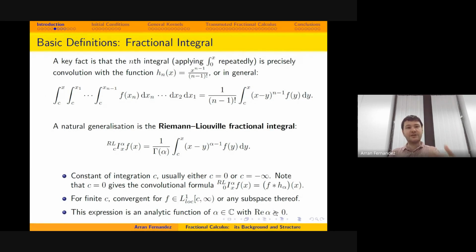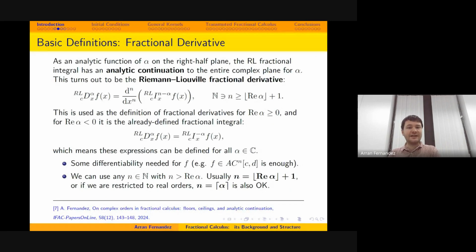A natural question is, can we extend this to the entire complex plane? And the answer is yes. This analytic continuation is called the Riemann-Liouville fractional derivative, and it is defined in this way. So this expression is the definition of fractional derivatives when alpha is positive, or real part of alpha non-negative. And if alpha is negative, then this reduces to the fractional integral that was already defined, namely derivative to order alpha is the integral to order minus alpha. So that means both of these expressions can be defined on the entire complex plane.